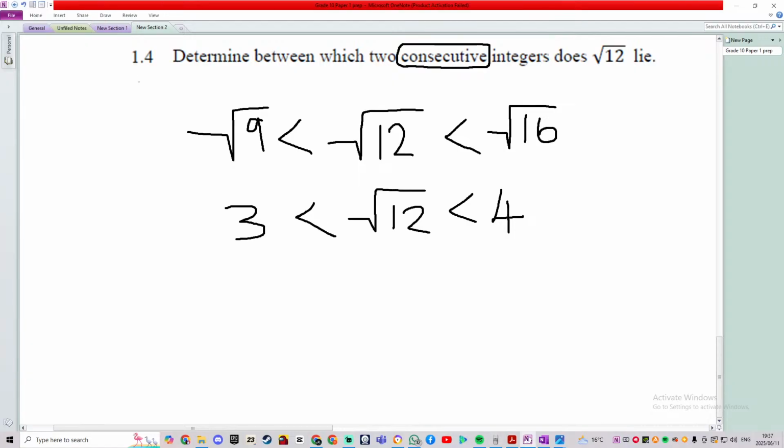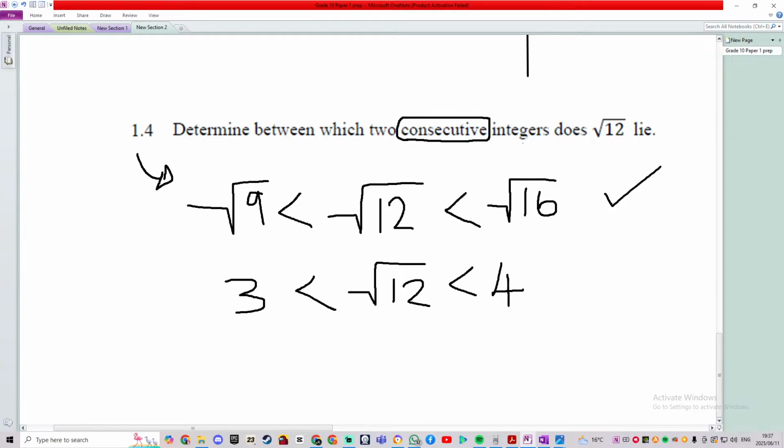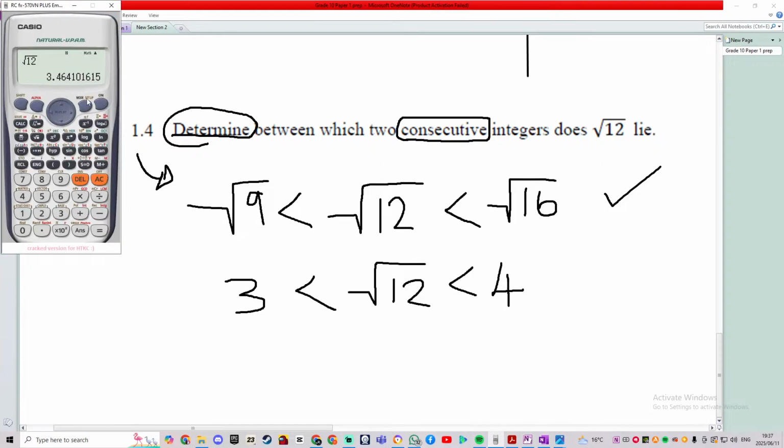But sometimes they give marks for this, to show that you understand what you're doing. It doesn't say without a calculator, so yes, you could have just plugged it into your calculator. If it was the square root of 50, then it would be 7 and 8. If they said between which two integers for the square root of 96, then it would be 9 and 10. So for this one, square root of 12, it is between 3 and 4, and this is how you write it.